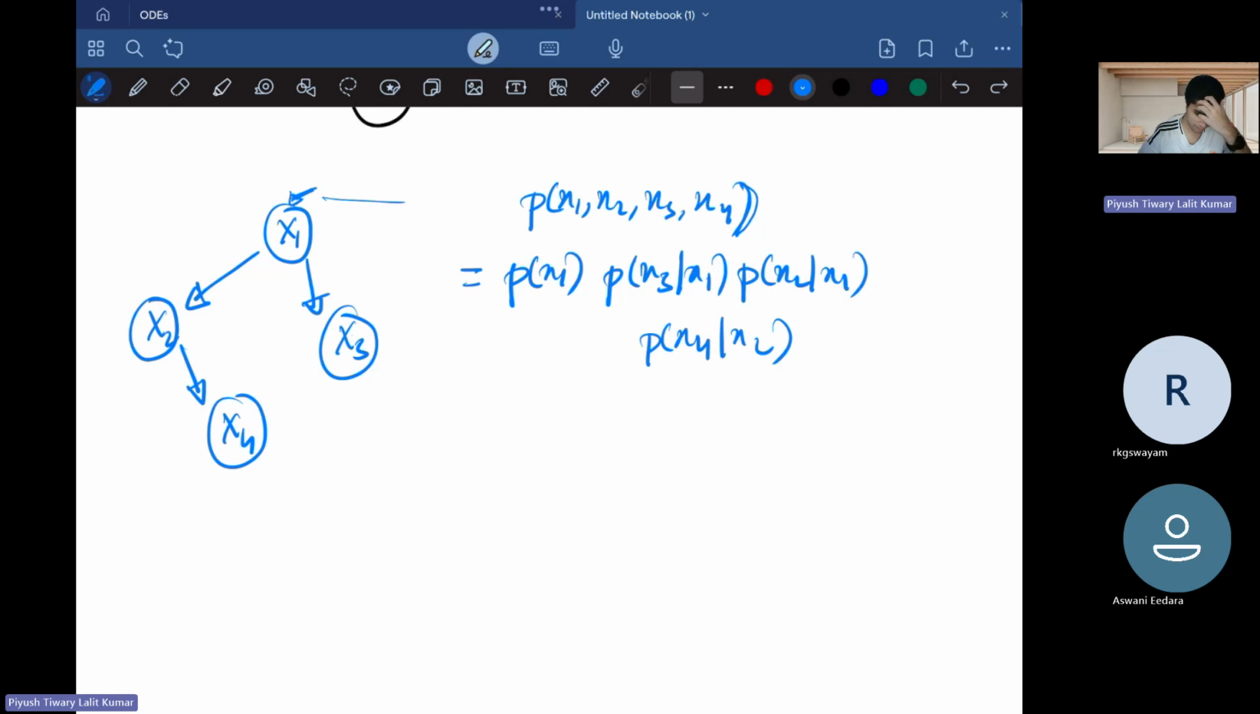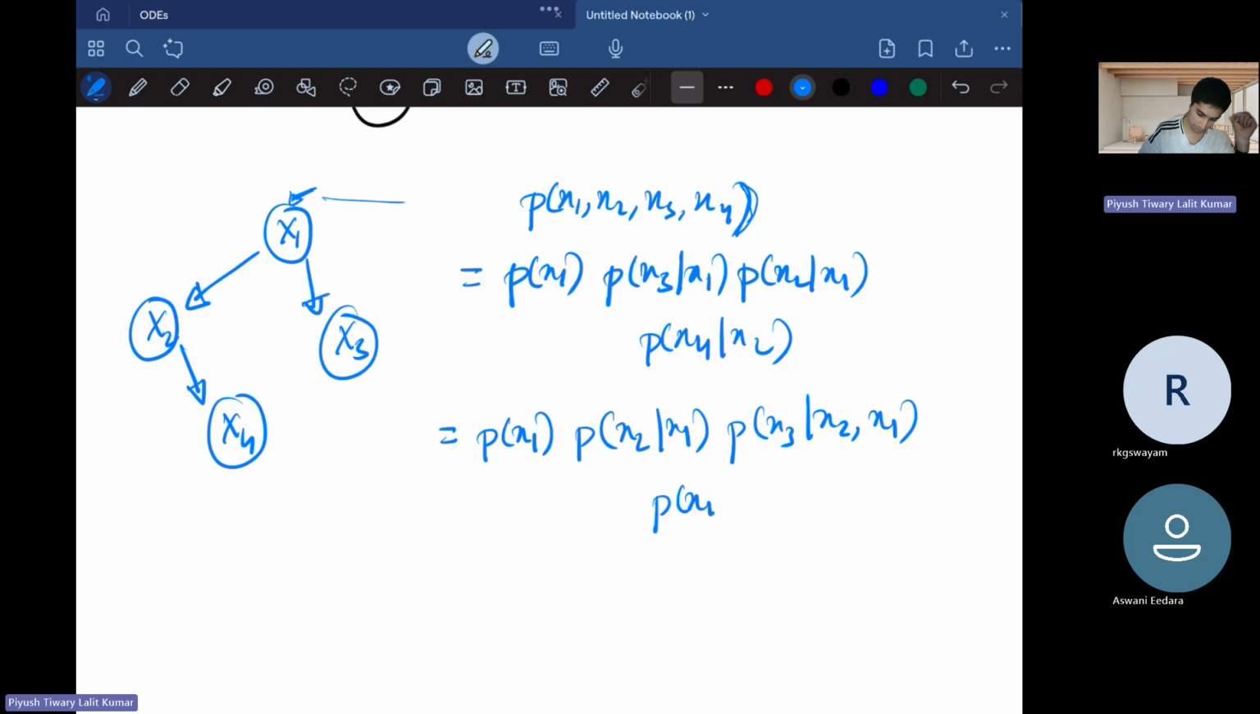And to appreciate it, think about it, right? If you use Bayes rule to write the same decomposition, what will it look like? That would look something like P of x1, P of x2 given x1, P of x3 given x2 comma x1, P of x4 given x1, x2, x3, right?